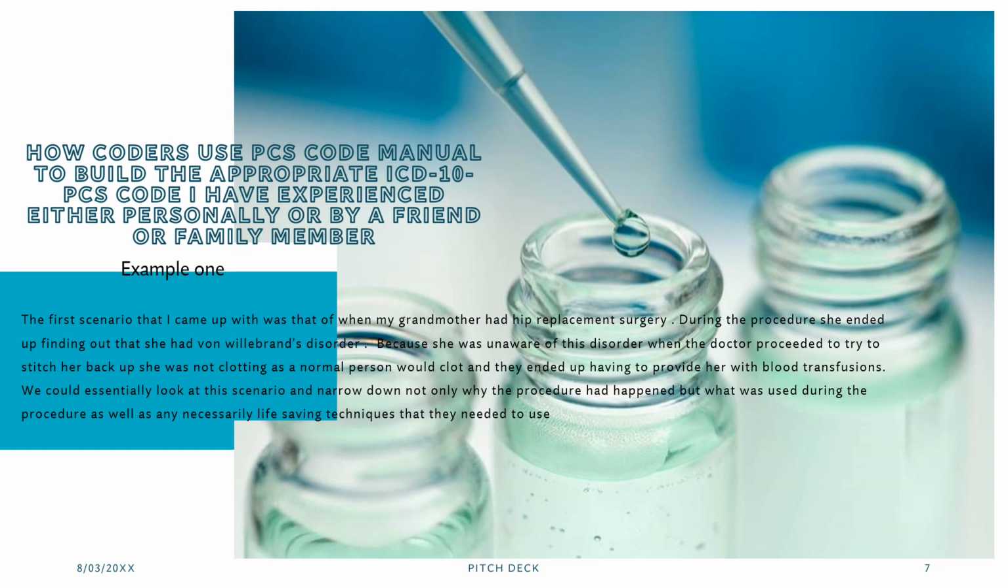The first scenario that I came up with was when my grandmother had a hip replacement surgery. During the procedure, she found out that she had von Willebrand's disorder. Because she was unaware of this disorder, when the doctors proceeded to stitch her back up, she was not clotting as a normal person would, and they ended up having to provide her with blood transfusions. We could look at this scenario and narrow down not only why the procedure had happened, but what was used during the procedure, as well as any necessarily life-saving techniques that they needed to use.